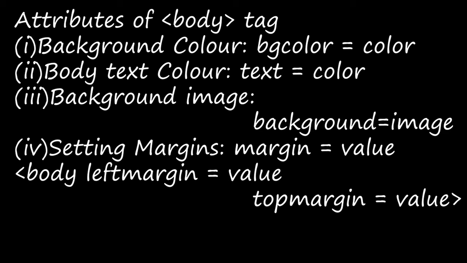The tags to specify the left and top margins are given along with the body tag only. We are seeing about the attributes in the body tag, right? So first you have to open the body tag, and then left margin is equal to, and then you can give the value. The value means you have to give the pixels. It may be 72 pixels to an inch, like that. You can give the value inside that. And then top margin is equal to, and then you can give the value, right?